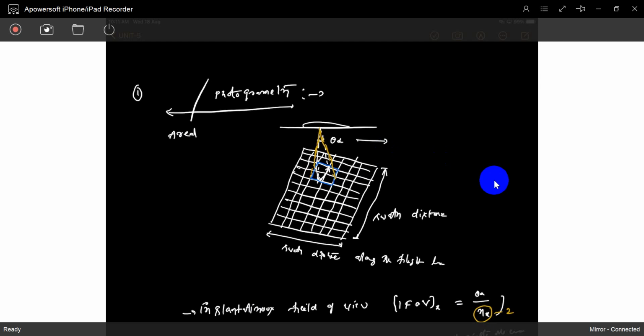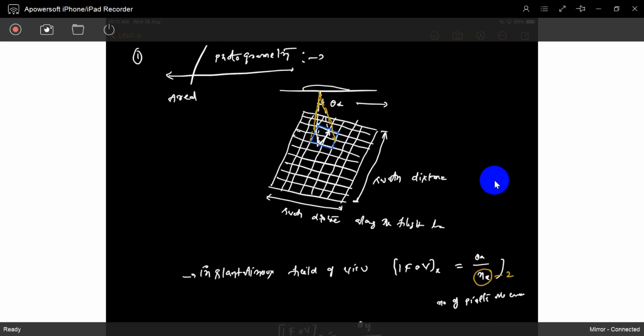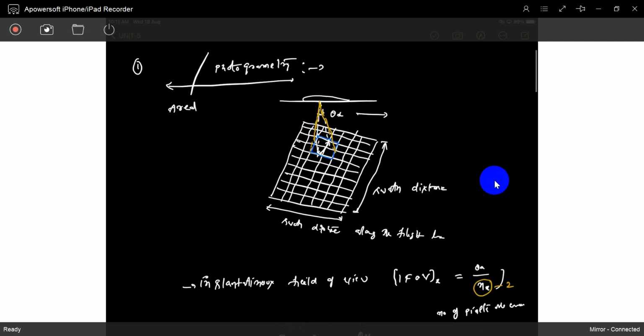Okay, last class, photogrammetry, aerial photogrammetry. We can call it vertical photogrammetry also. See, this is the aeroplane, the flight.